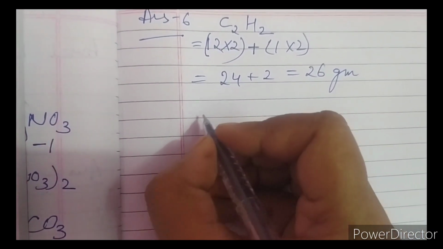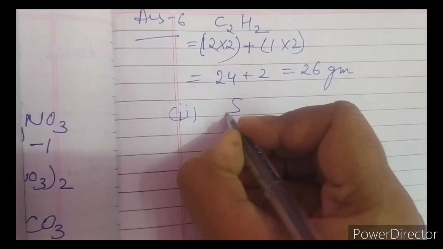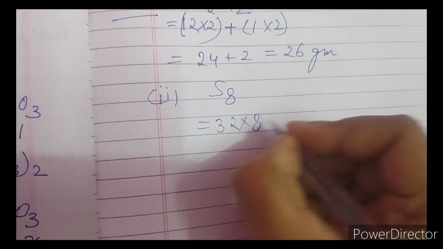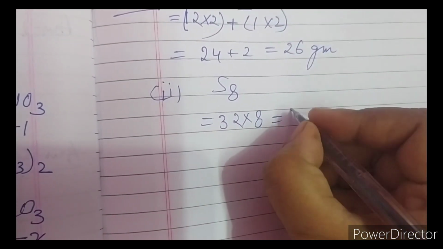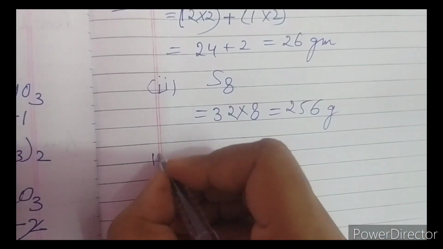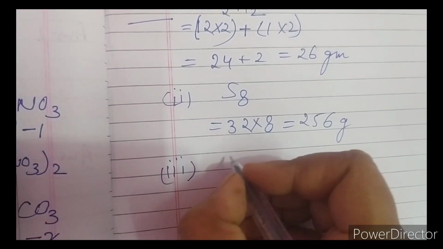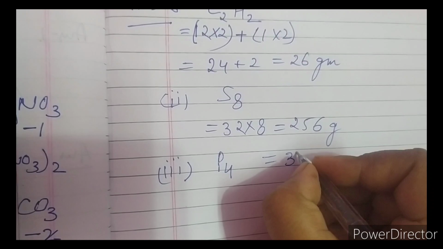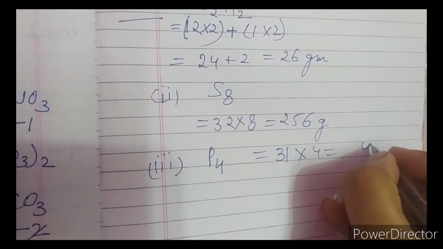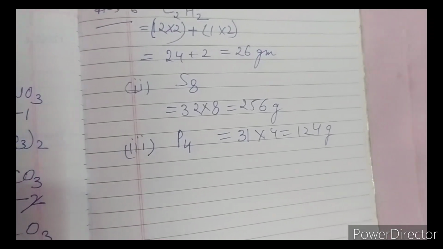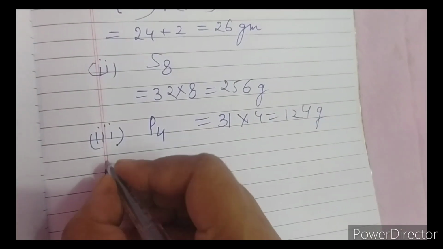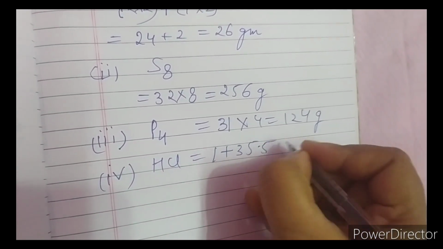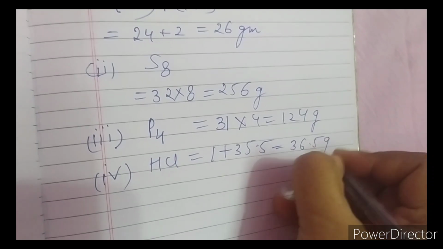Next is S8 molecule. S8, sulfur atomic mass is 32. So 32 into 8 equal to 256 gram. Number 3 is phosphorus molecule, that is P4, and the molar mass of P is 31. So 31 into 4 is equal to 124 gram. Next is HCl. Number 4 is HCl. So H is 1 and chlorine atomic mass is 35.5. That will be equal to 36.5 gram.